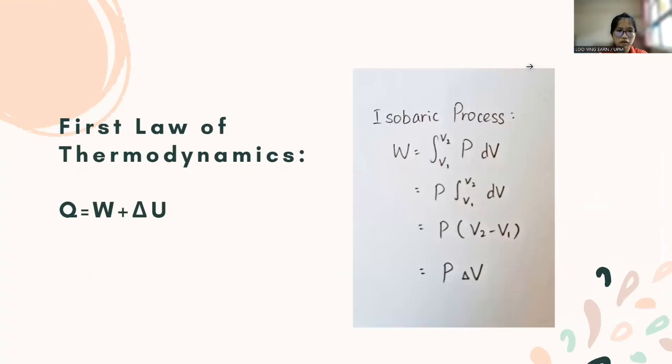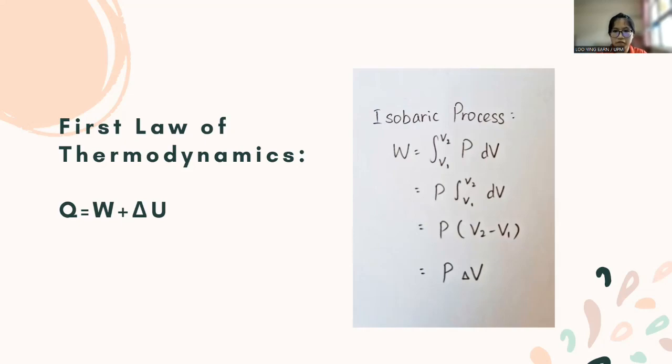The formula for the first law of thermodynamics can be derived mathematically. By using this formula, Q equals W plus delta U, where Q is the quantity of heat supplied onto the system, W is the work done onto the system, and delta U is the change in internal energy of the enclosed system. And in this case, sign convention is important.